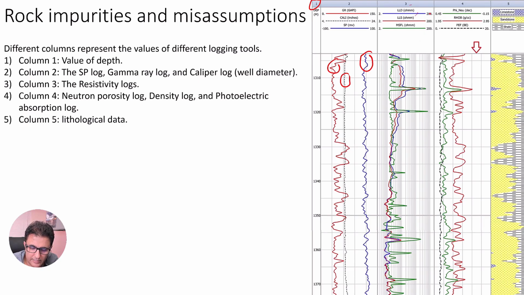And in the third track, you see the values of the resistivities, the 3 readings of the resistivity. And in the fourth track, we have again 3 curves. The green curve is the neutron porosity, or phi n. Then we have the red curve, that is the density data, or rho. And the dashed curve is P, or a specific photoelectric absorption constant that I'm going to talk about in this lecture. And in the fifth track, you see the information about the lithology of the formation. For example, here it shows that we deal with shaly sandstone formations.